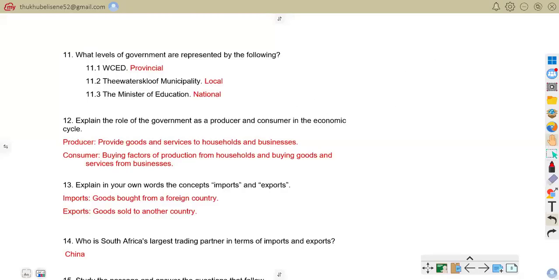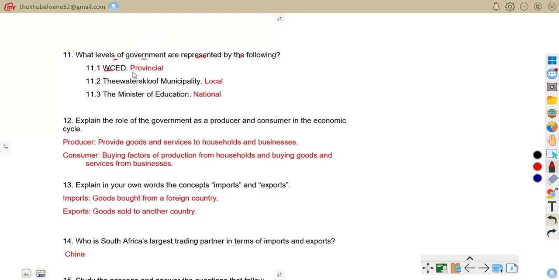So here we are on level 8. It says, what levels of government are represented by the following? This is WCED, Western Cape Education Department. So that is a provincial government department that is responsible for education in the Western Cape province.